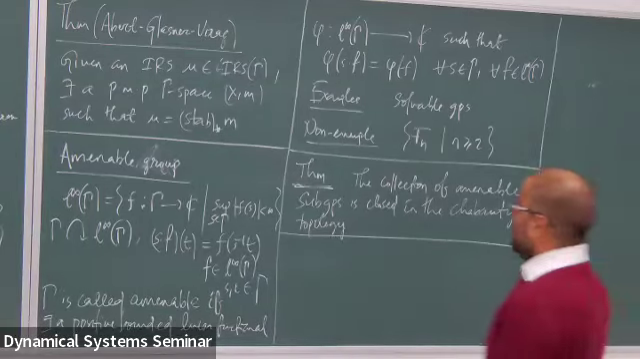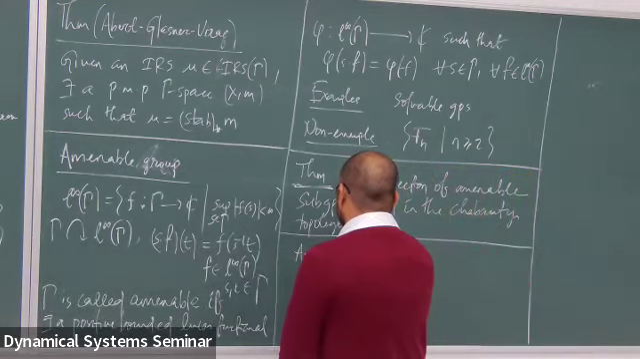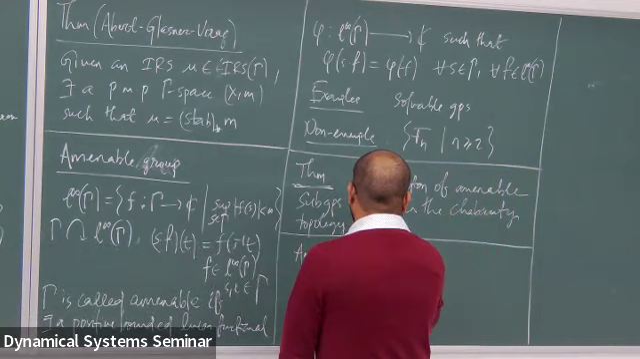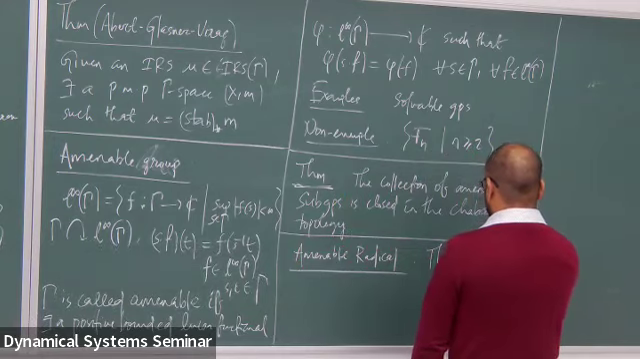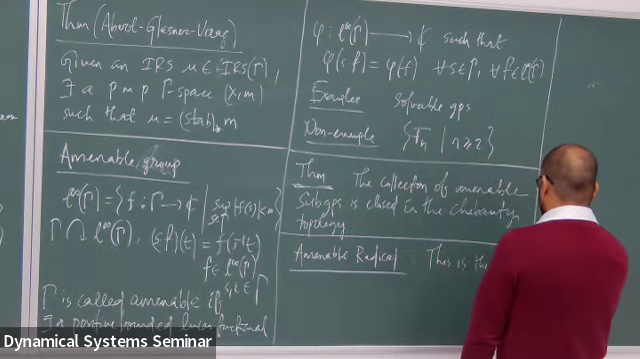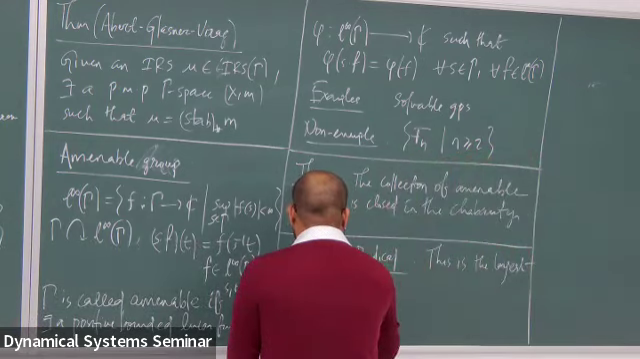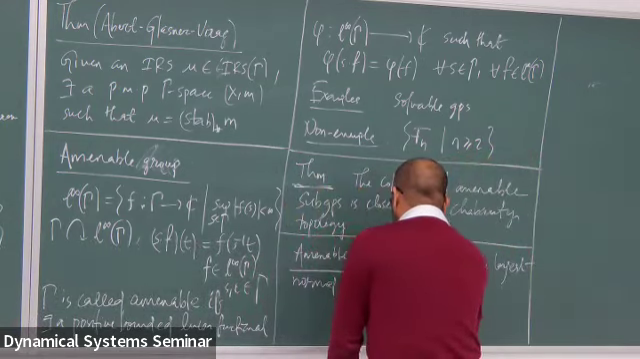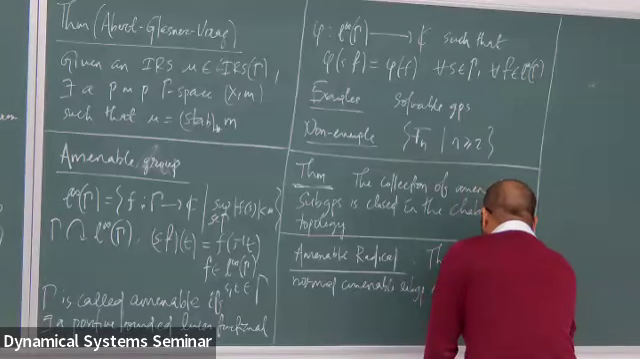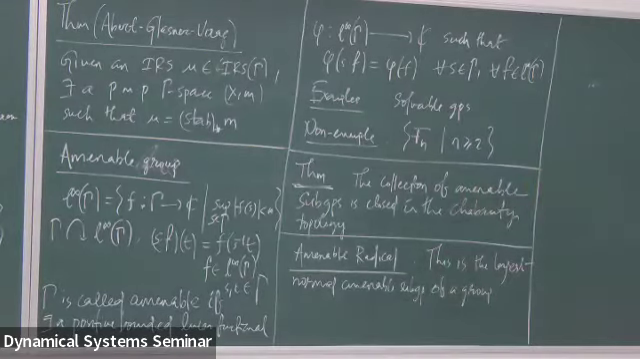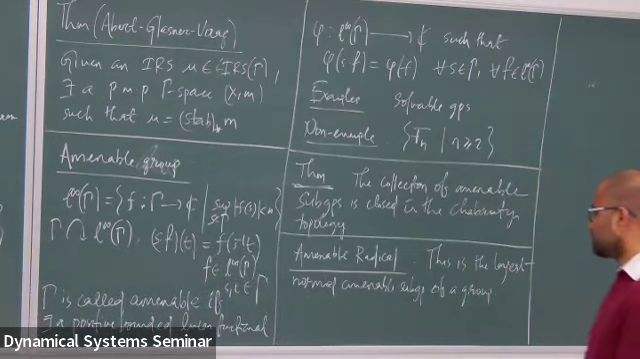And one other fact: there is something called an amenable radical. This is the largest normal amenable subgroup. So given a group, there is a unique largest normal amenable subgroup that sits inside it, and this is what is called the amenable radical. Existence is pretty much like a Zorn's lemma argument, that there is a maximal subgroup there and this must be unique.